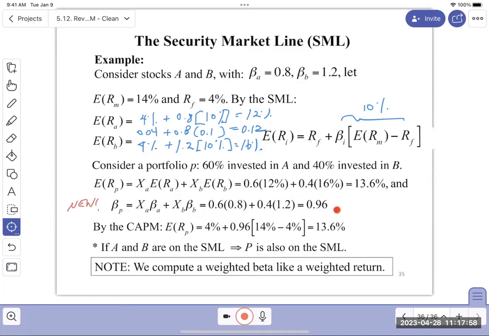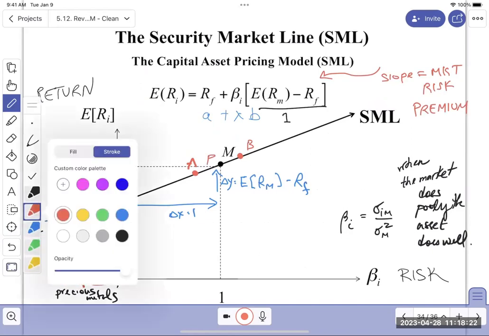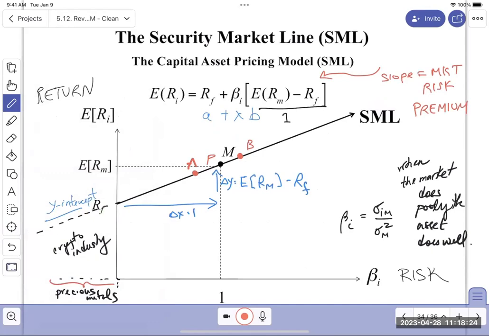We could also get the expected return using the capital asset pricing model. So we could have calculated the weighted beta first, put it into the capital asset pricing model, and found the new portfolio. And where will it be? P will be here, with one, like 0.96 beta.